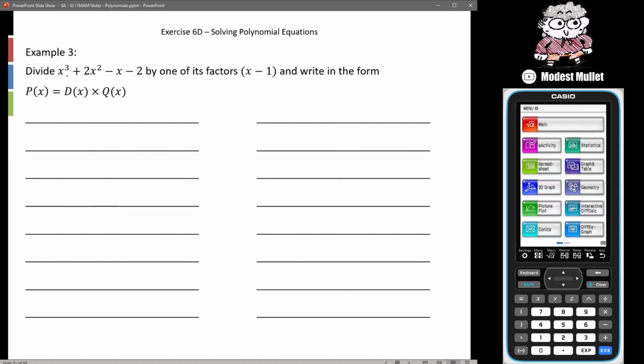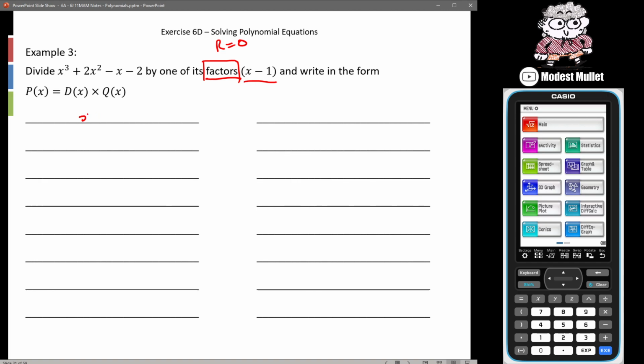So divide x cubed plus 2x squared minus x minus 2 by one of its factors. We're told it's a factor, so that means the remainder should be equal to 0, of x minus 1. And then write it in the form of the polynomial is equal to divisor times the quotient. And you can see there's no plus remainder here because there's no remainder, because it should be a factor. So you can do this division using either equating coefficients or by using long division.